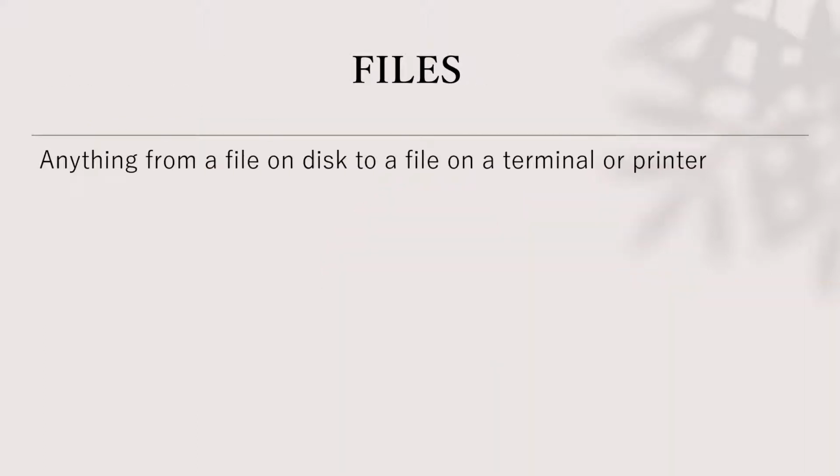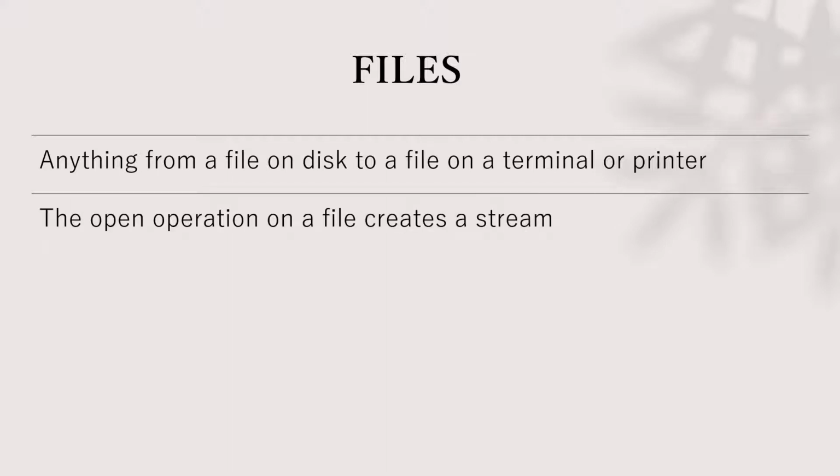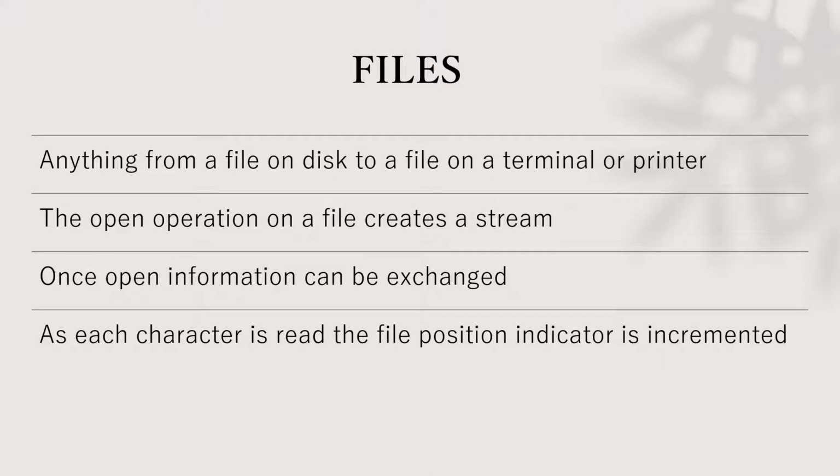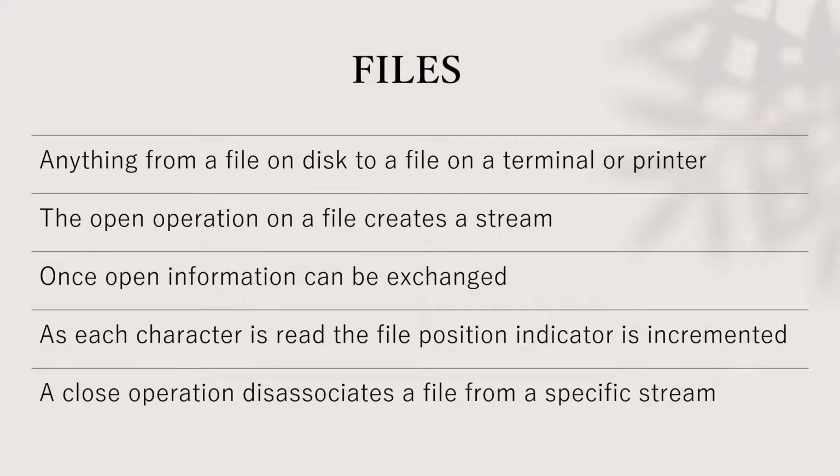Coming now to files, a file could be a file on disk or a file on a terminal or a file on printer. Now, having said that, for the purposes of our discussion today, we're going to stick to files on disk. We saw from the previous slide that an open operation on a file creates a stream. Once the stream is open, the information can be exchanged. As each character is read, the file position indicator is incremented. What is the file position indicator? We'll see shortly.